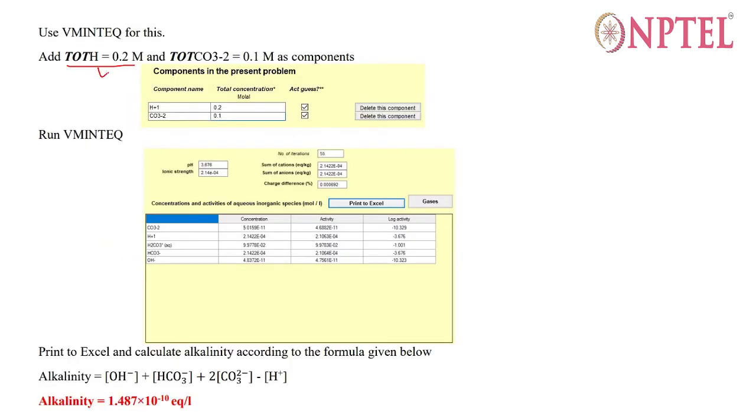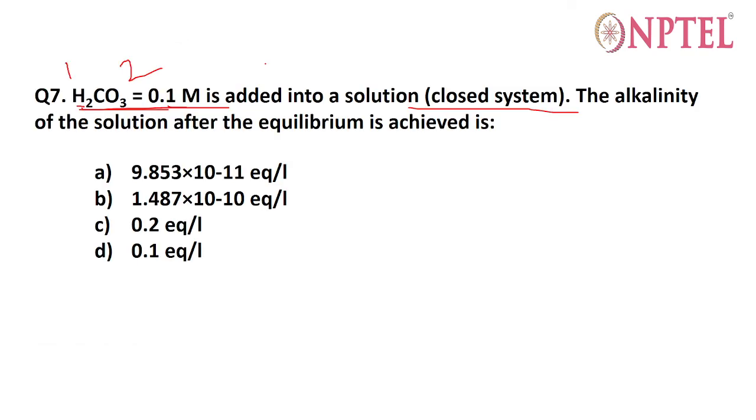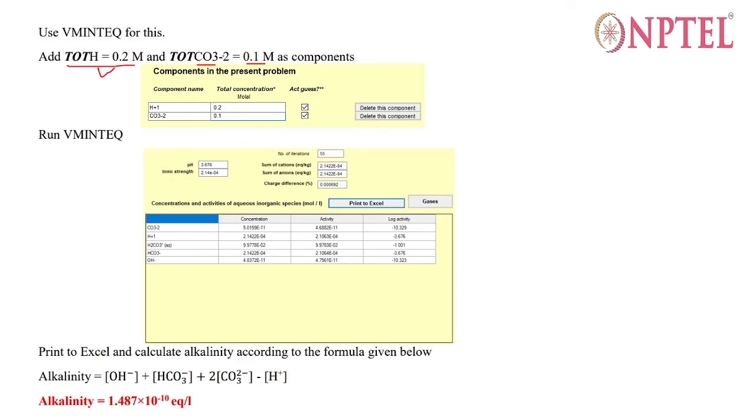So the total H plus concentration is 0.2 mole, and the carbonate ion concentration is 0.1 mole, because 1 mole of H2CO3 will give only 1 mole of carbonate ion, so 0.1 mole will give 0.1 mole, right? So you just have to give the inputs: H plus ion equals 0.2 and CO3 2 minus is 0.1 in millimolar concentration. Then run MINTEQ.